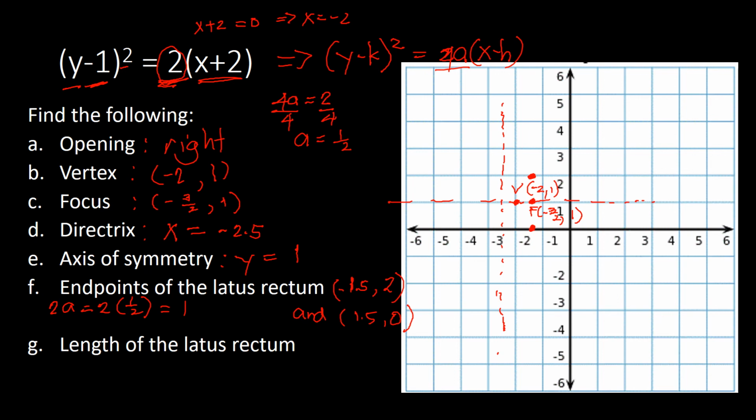Next, we are going to identify the length of the latus rectum. As I mentioned, you consider 4a as your value, so that should be equal to 2. Or if you want to solve it, you can have it as 4 times 1/2, which is 4/2, so this is equal to 2.